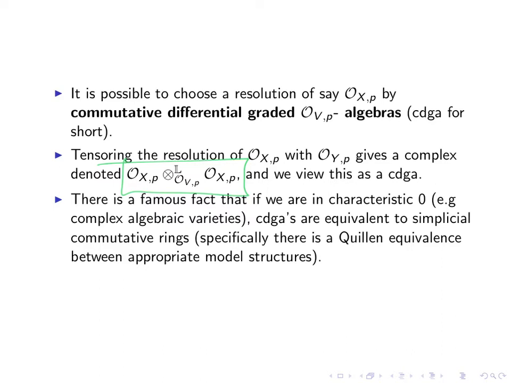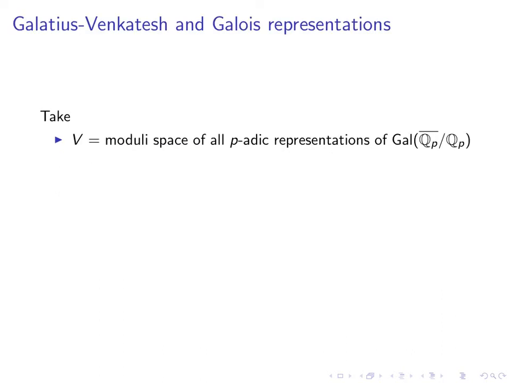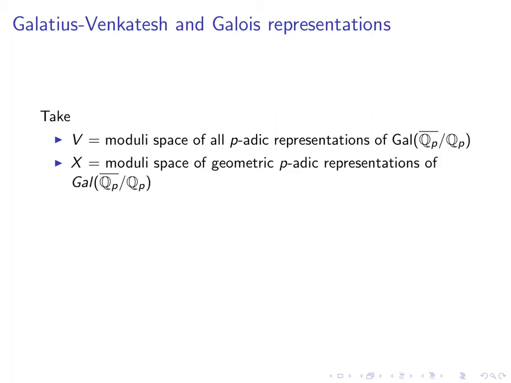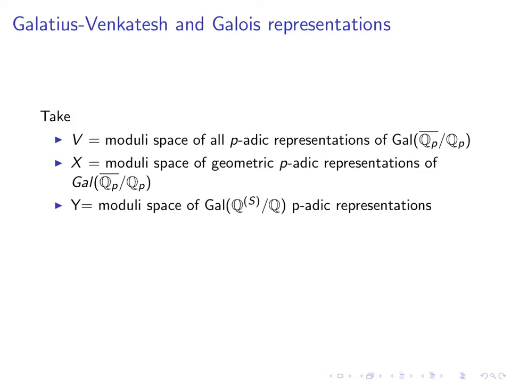Okay, so how does this apply to Galatius and Venkatesh and their Galois representations? They mentioned this in the introduction. So let V be the moduli space of all p-adic representations of the local Galois group. Let X be the moduli space of geometric p-adic representations, and Y be the moduli space of p-adic representations of the global field.